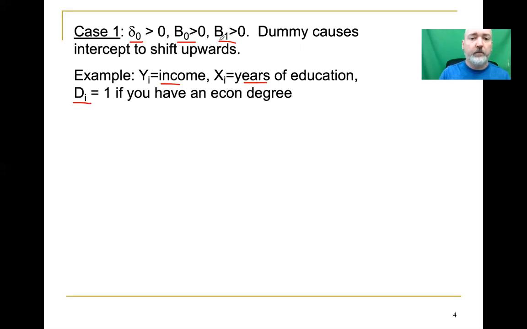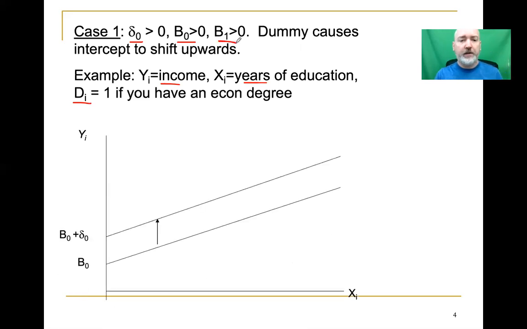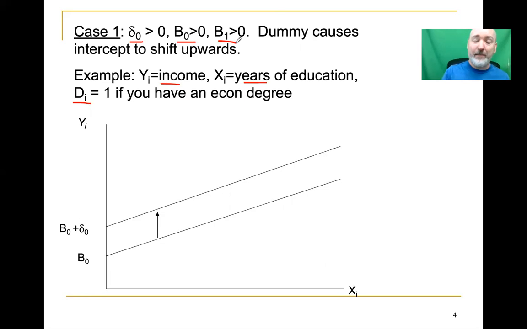And of course, the B1 is going to be positive. Y could be income, it could be happiness, it could be awesomeness. It's going to be positive either way. We're going to see that parallel shift upwards here by the amount of that delta zero. Okay, so again, we've seen that before. We've got our two separate prediction lines for the treatment group and the control group.